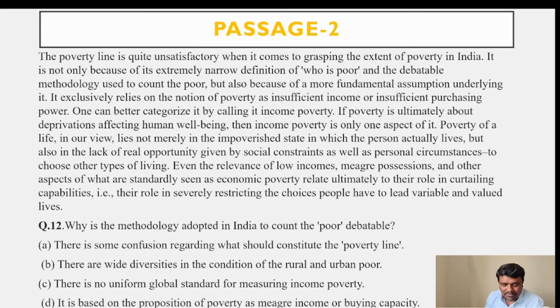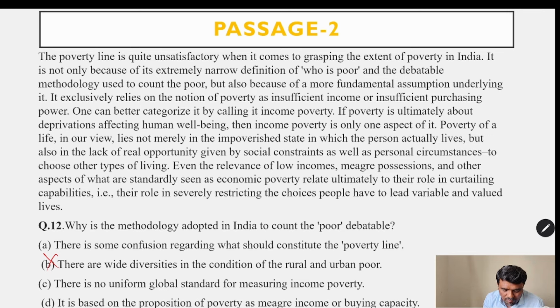Okay, let's do the question. Why is the methodology adopted in India to count the poor debatable? Why is it debatable? There is some confusion regarding what should constitute the poverty line. Wait a moment. There are wide diversities in the condition of the rural and urban poor. Can I eliminate? First, I'll always prefer eliminating options. Later, I'll discuss the correct options. Always first eliminate what is easy to eliminate. Later, it is very easy to choose. If we are left with two, it is easy to choose one.